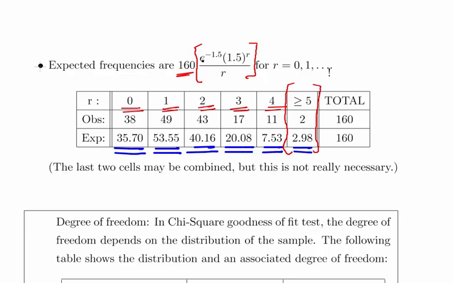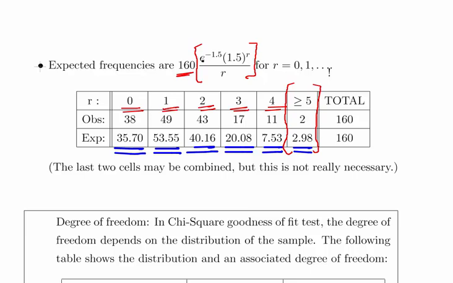And that gives us 35.7 as the number of shifts we expect to have no rejects. Likewise, for R equals 1, calculate the probability. I'm not going to do it off the top of my head, but it's essentially 45% or something like that. We expect 53.55 shifts with exactly 1 reject, and so on: 40.6, 20.08, 7.53. I've skipped over a bit of work here, but there is quite a bit of number crunching involved in this one.